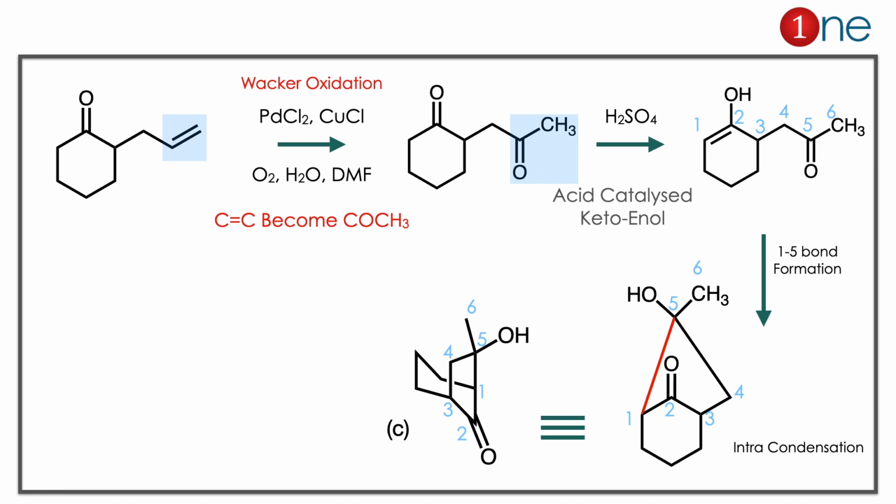So intramolecular condensation is possible. The first carbon attacks the fifth carbon and you have a new 5-member cyclic ring. If you redraw it properly, it's a 6-member bridged system. I give numbers for your understanding, so the answer is clearly C. Here you have to learn two important things. One is Wacker oxidation, which is important because it converts C=C into COCH3. The second thing is that if you have two ketones, you might think of intramolecular condensation. Here intramolecular condensation leads to the bridged system.